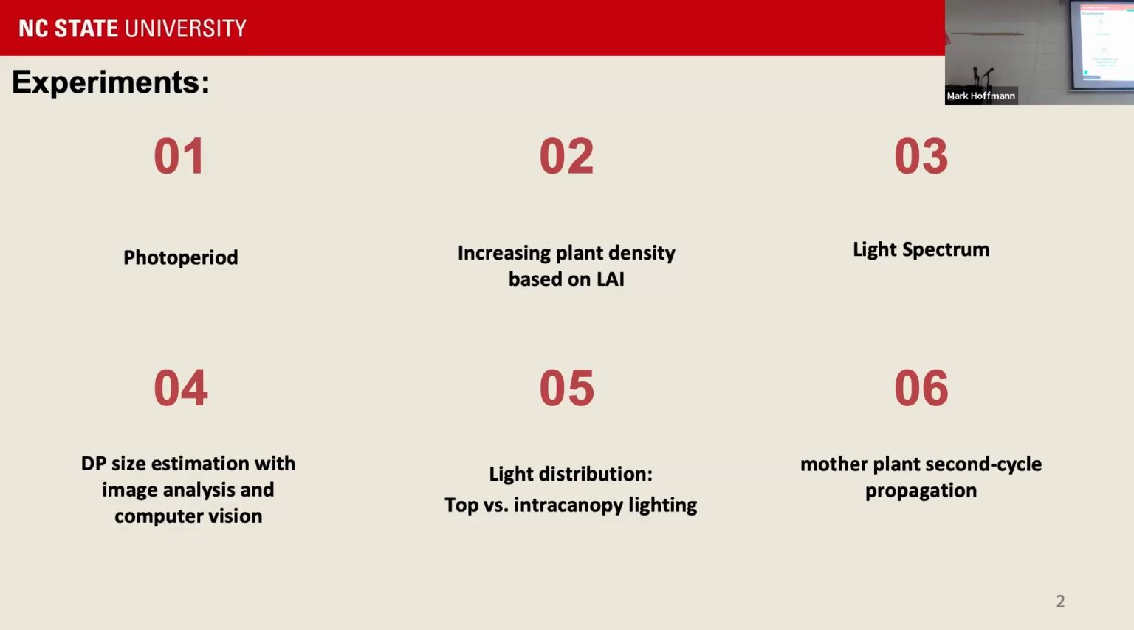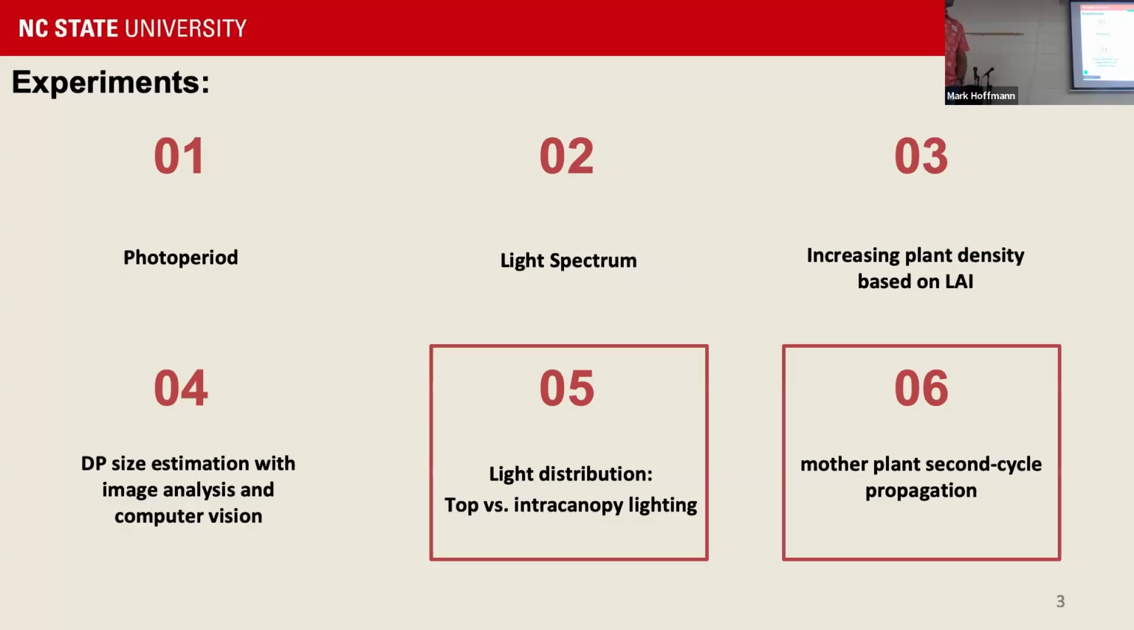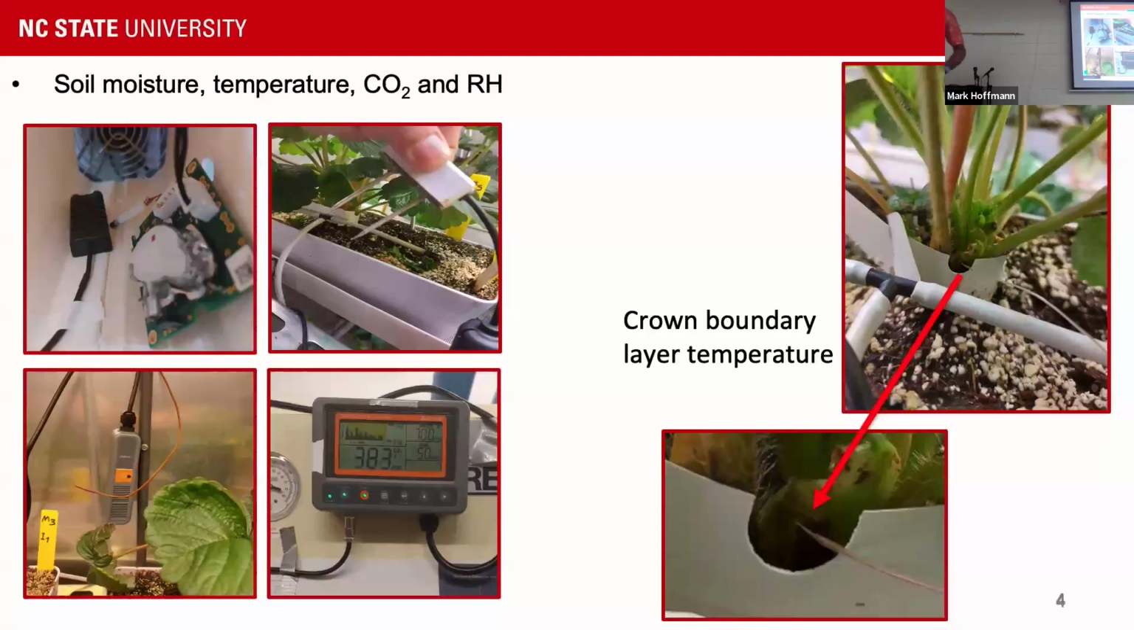So all the experiments that I've done so far: photoperiod, we also worked on increasing plant density based on leaf area index, light spectrum, daughter plant size estimation with image analysis and computer vision, and light distribution, top versus intercanopy, and mother plant second cycle propagation. I will focus mainly on the last two.